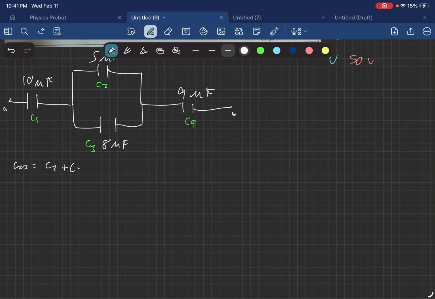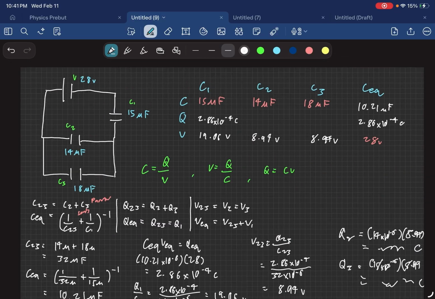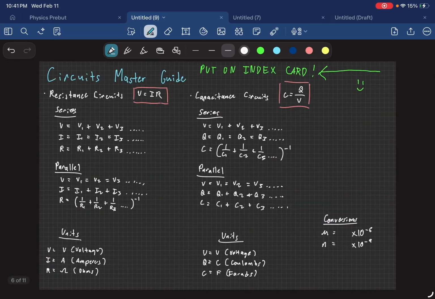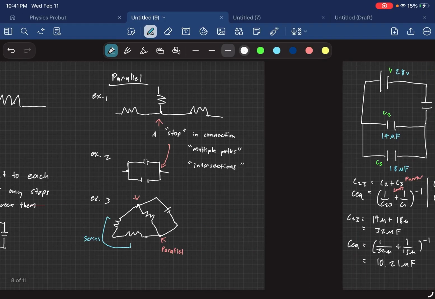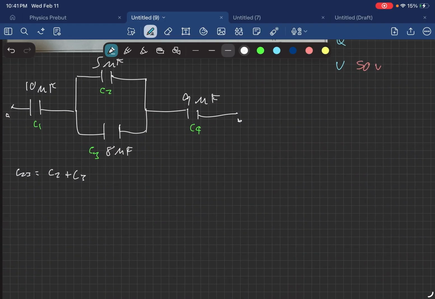C2 plus C3. Whoa! I thought they're in parallel. Why are we adding them like that? Let's look at my master guide. Because this is a capacitance circuit, in capacitance, you just add parallel ones straight up. It's like resistance in series. As simple as that.